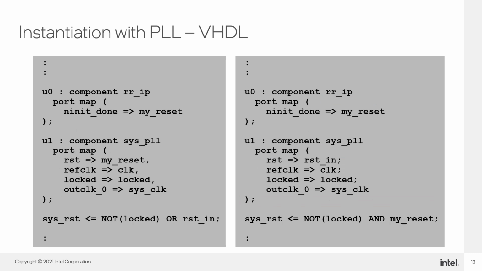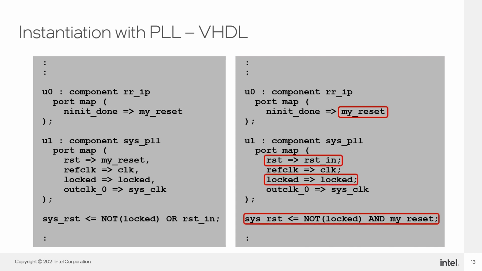Here are a couple of VHDL examples of the same instantiations that were previously presented in Verilog. Again, the example on the left shows the reset release IP holding the PLL in reset until the FPGA is fully configured. The lock signal of the PLL is then ORed with the reset input, so the design in the FPGA will reset whenever the PLL needs to be relocked or when the customer decides to reset the design. The example on the right is a slightly different configuration where an input reset will reset the PLL along with the design running in the FPGA.